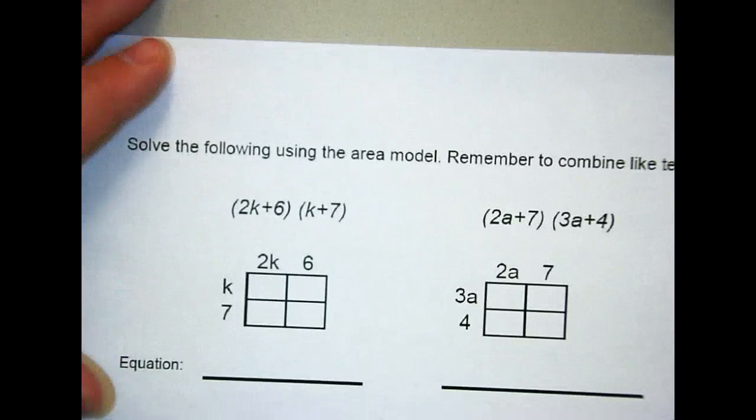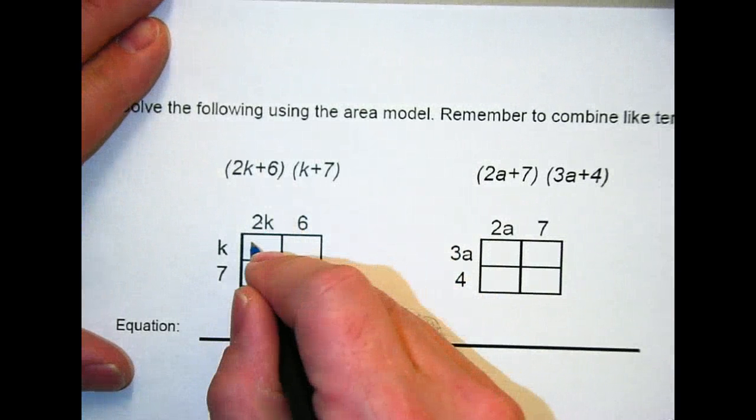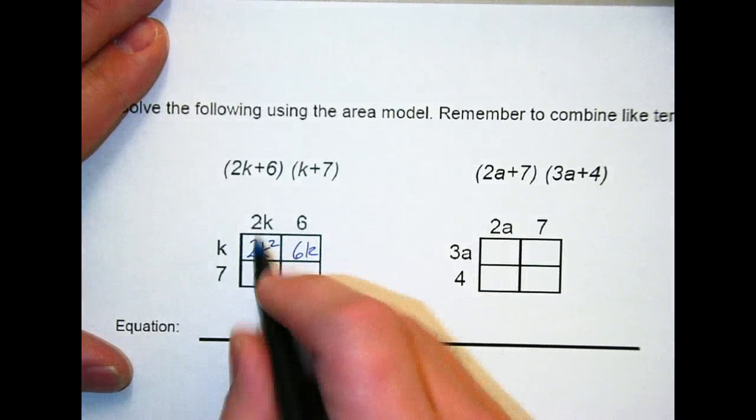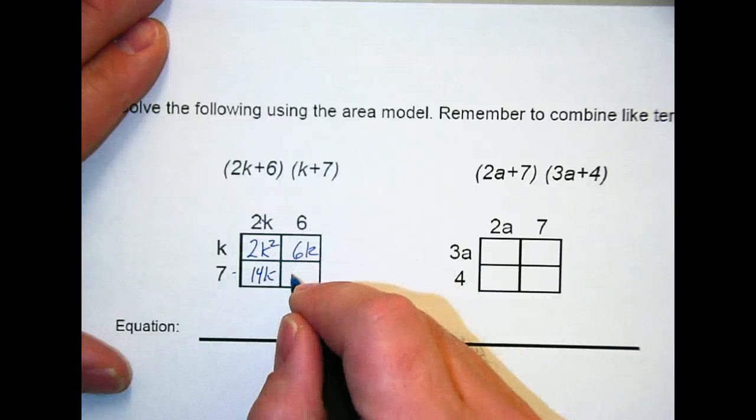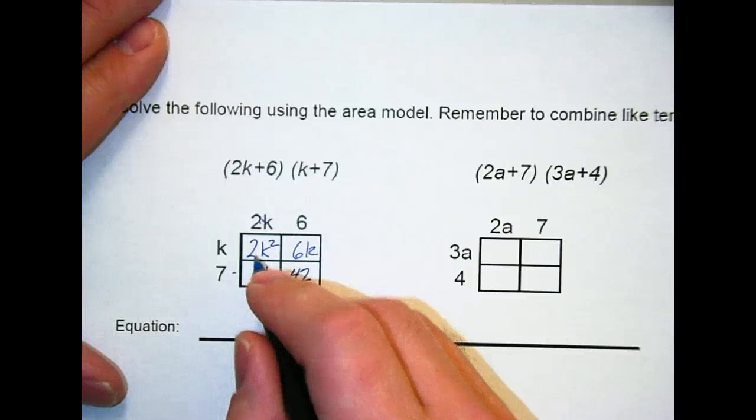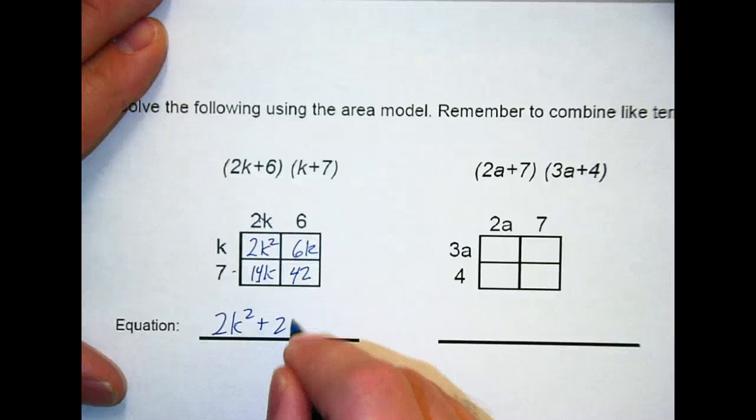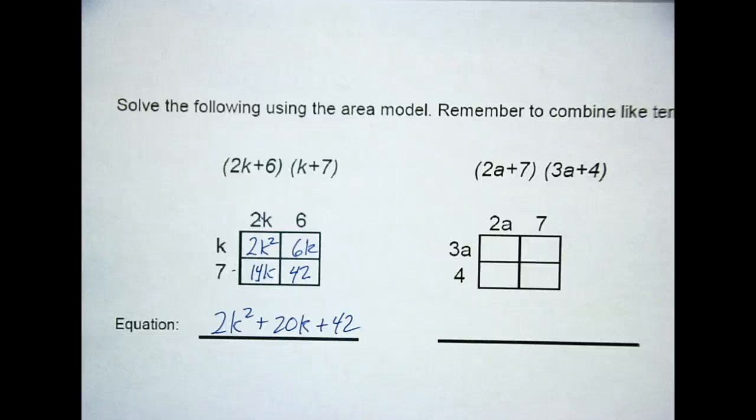All right. Hey, what happens when we get some other numbers in there? Well, we kind of do the same thing, right? So check your work here. We have 2k times k, which is 2k squared. k times 6, or 6k, 2k times 7, or 14k, and 7 times 6, or 42. Combine them, we get 2k squared plus 20k plus 42. All right. Any questions?